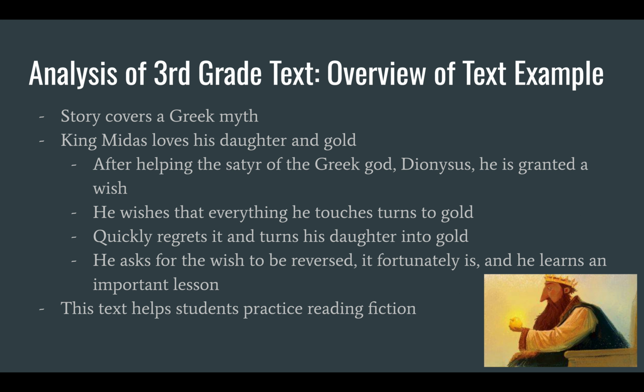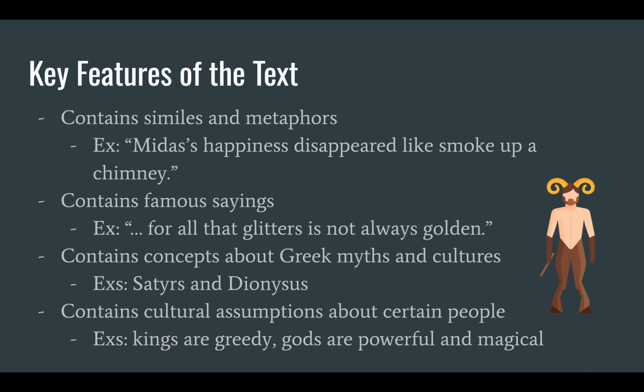But the main reason why they were reading this was to help students practice reading fiction and certain aspects of fiction writing. So the key features kind of go into that. So it contained lots of similes and metaphors. So here's an example. Midas's happiness disappeared like smoke up a chimney. It also had famous sayings. So like, all that glitters is not always golden. A lot to unpack in that small sentence.